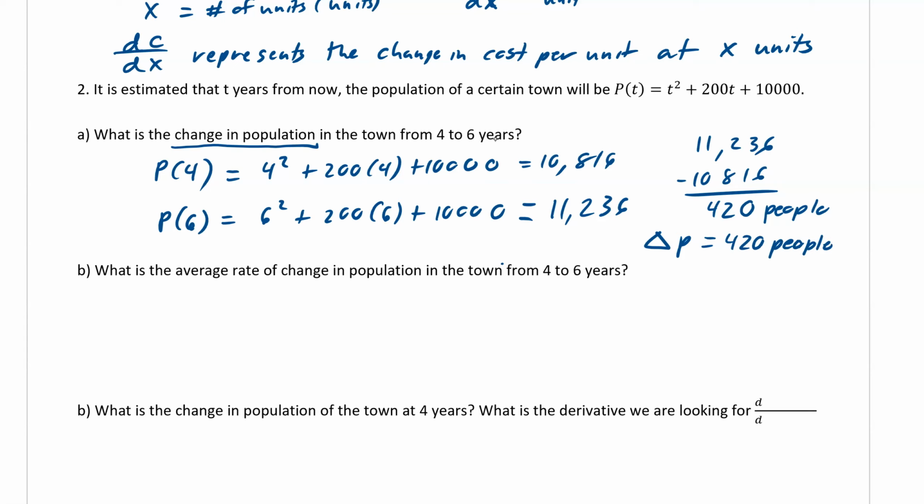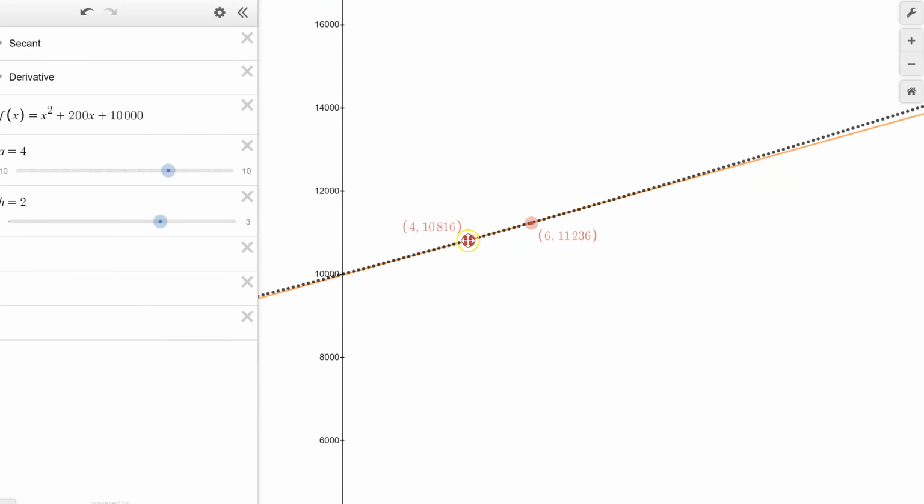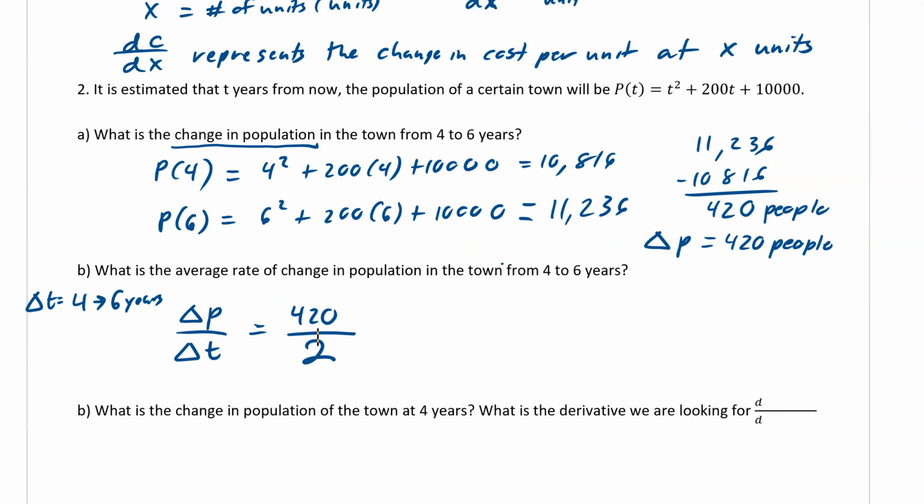So if we want to know what's the average rate of change of P, that would be change in P over change in T. We want to see how it's changing. And so our time went from 4 years to 6 years. So that's a change of 2 years. That's our change in time. And our change in population was 420. So what we're saying is over this last 2 years, the population went up 420 people. So that's why we're getting a slope.